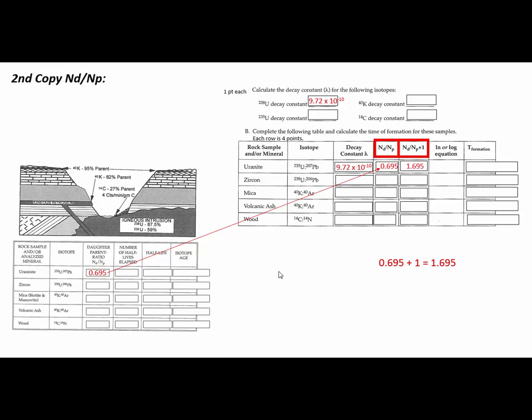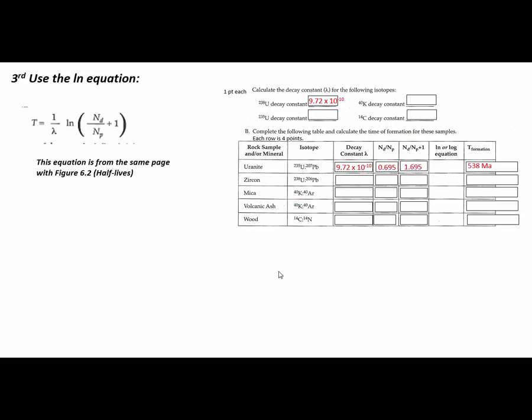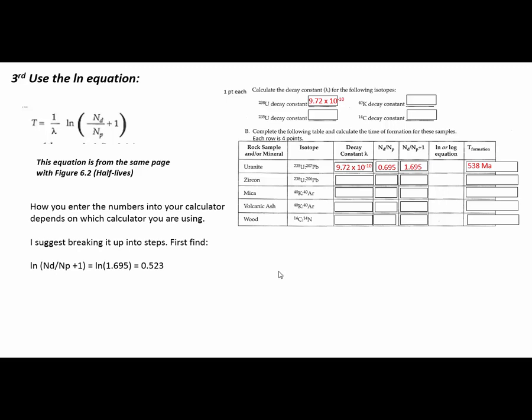So the next thing we need to do is use that LN equation. We're going to use the equation from your lab that is defined in the upper left-hand corner. Time is equal to 1 over the decay constant times the natural log of the daughter-to-parent ratio plus 1. I would encourage you to break this equation up into a series of steps. We have to be a little careful here, because depending on how your calculator works, the actual steps may be a little bit different. So just keep in mind that the way I'm walking through this could be slightly different based on the way your calculator works.